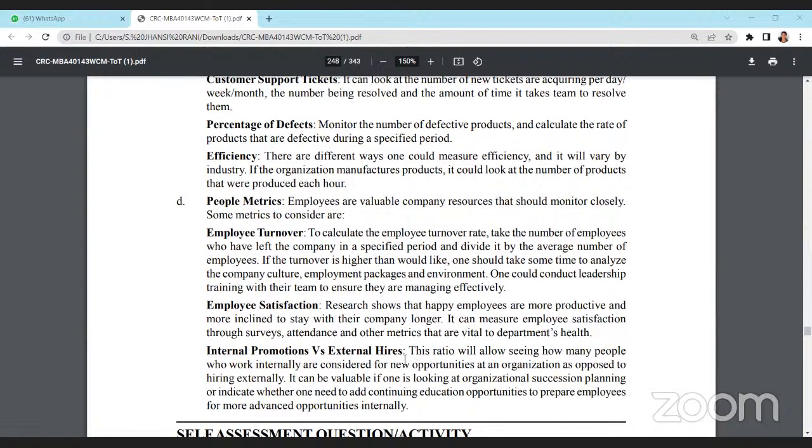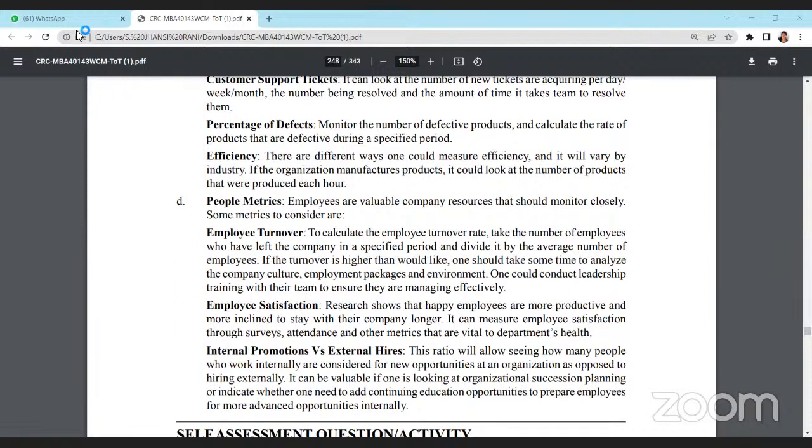We will have promotions. The employee will be hired based on their promotion. If you are at the subordinate level and are given a promotion as a manager, that is internal, and external hires means hiring from outside. This ratio will show us how many people who work internally are considered for new opportunities at an organization as opposed to hiring externally. It means how many are loyal to that organization and are staying with the organization only.